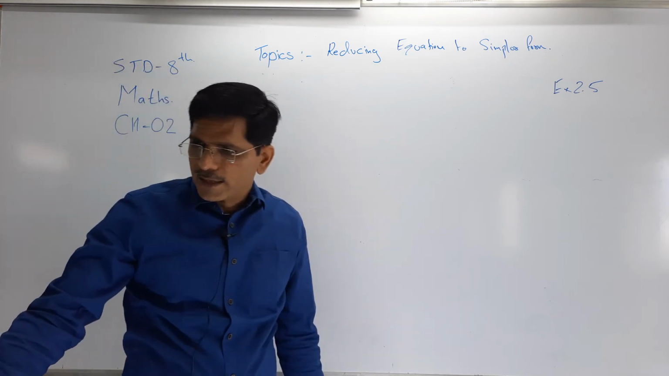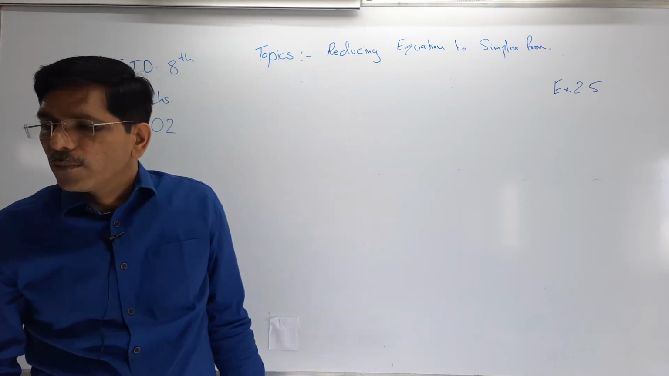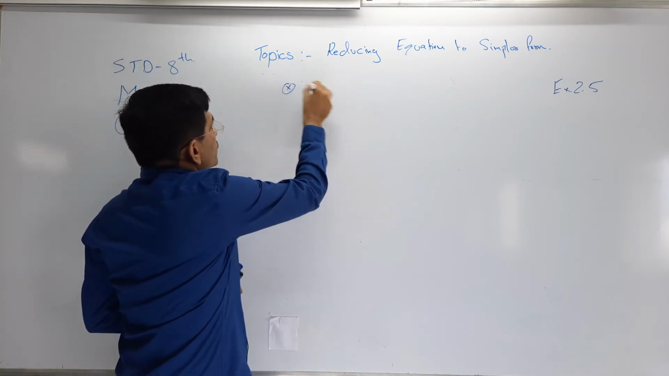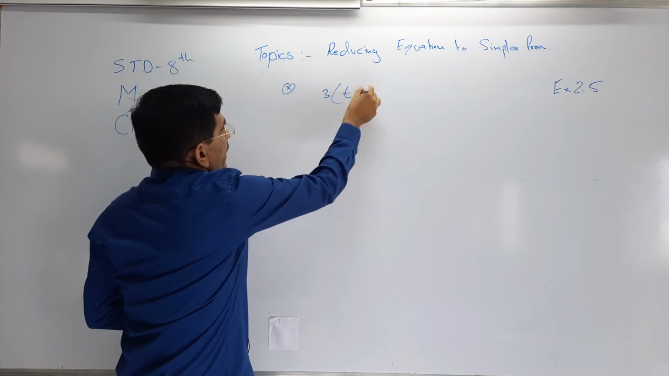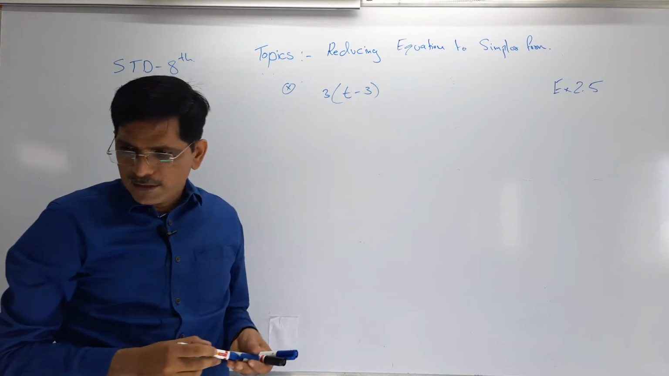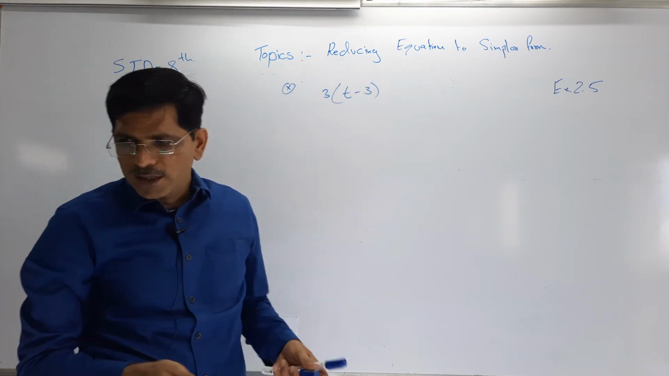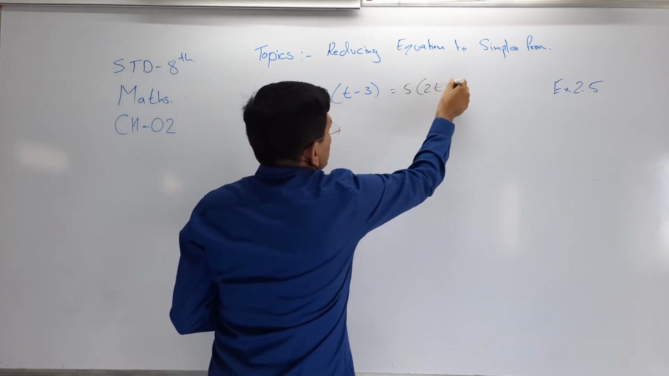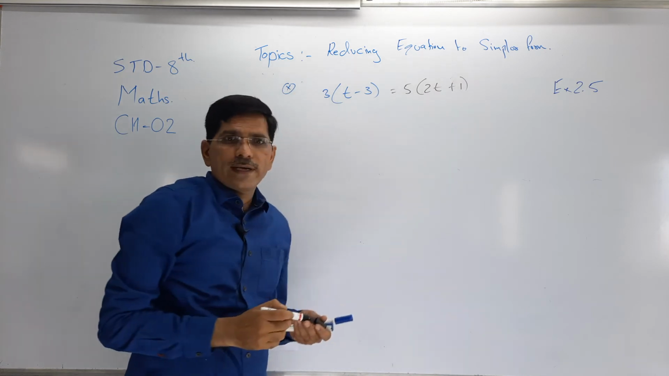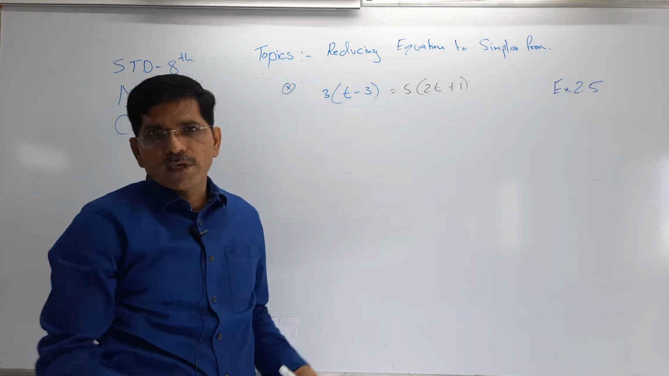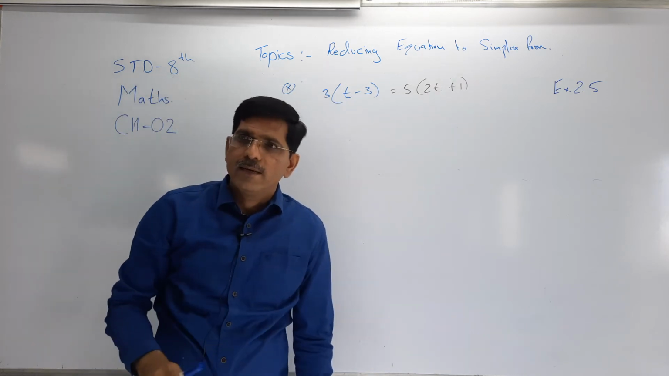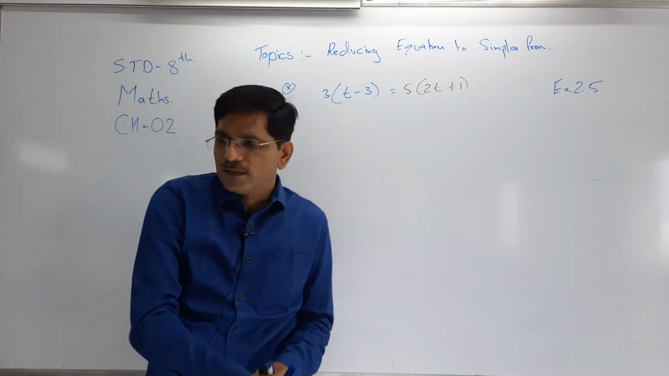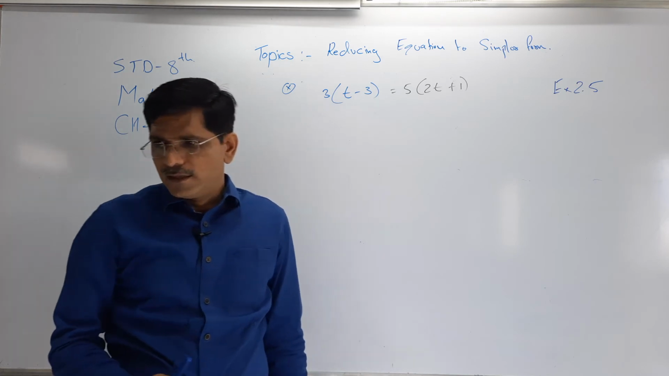When brackets are there, we have to open the bracket properly. Here, 3 in bracket t minus 3, that is 3 bracket t minus 3, is equal to 5 bracket 2t plus 1. Now there is no need to find the LCM, we just have to open the bracket. So LCM type 5 sums are there. Out of 5, I have completed 3 sums here. Okay.